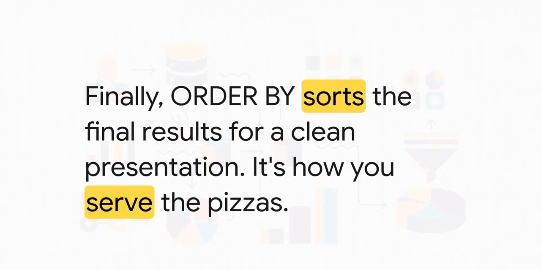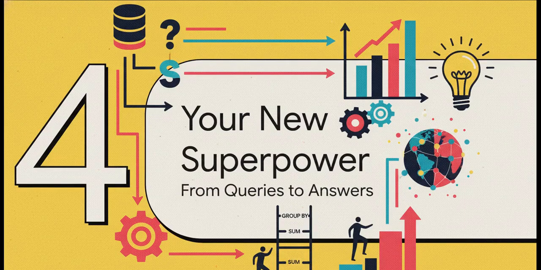And finally, step 5, ORDER BY. This is the last step. You've made all your pizzas, and now you're just deciding how to present them. You're serving them up in a sorted, logical way for the customer. So, that's the whole flow.